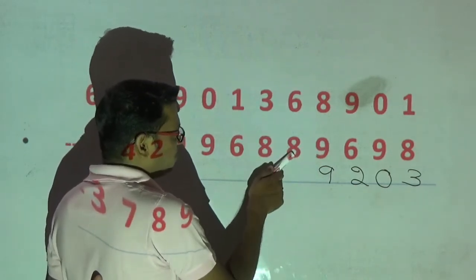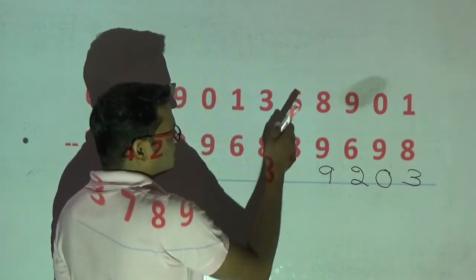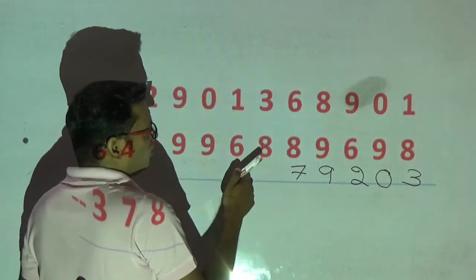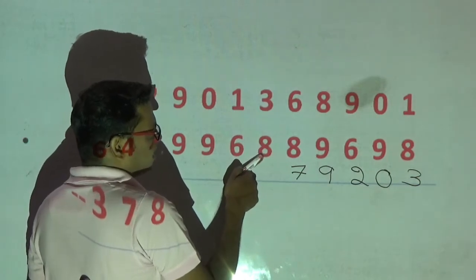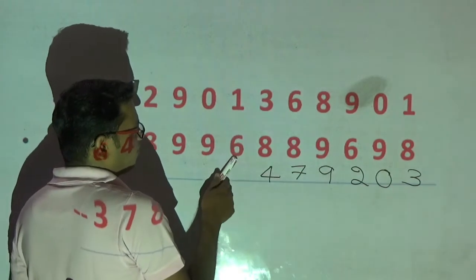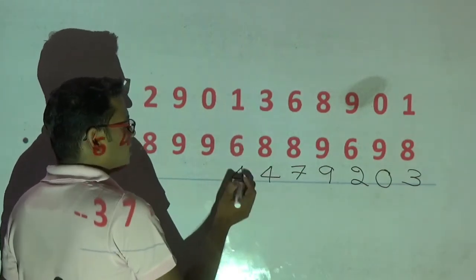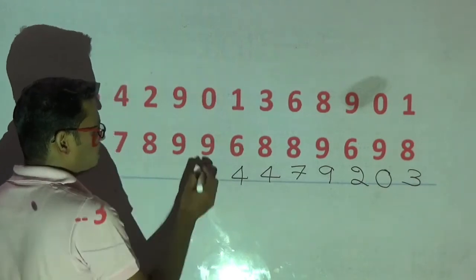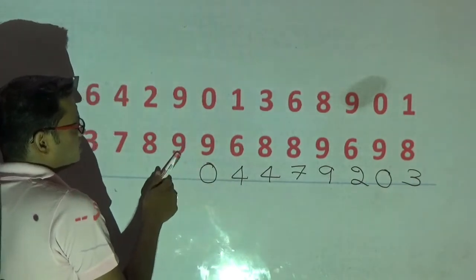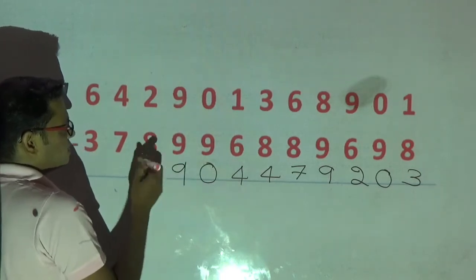6 minus 9 possible? No. Therefore, subtract from 10. 10 minus 9 is what? 1. 1 plus 6, 7. This you have to increase by 1, 9. 10 minus 9 is 1. 1 plus 3 is 4. Okay. Increase this by 1 now, 7. 10 minus 7, 3. 3 plus 1, 4. Increase by 1, 10 minus 10, 0. 0 plus 0, 0. Now, increase this by 1, 10. 10 minus 10, 0. 0 plus 9, 9. Increase this by 1, 1.